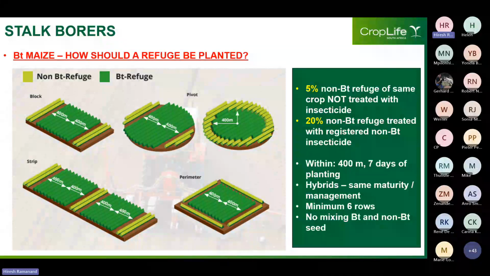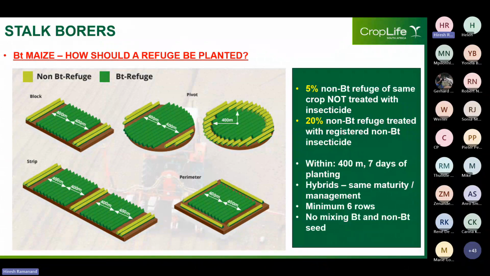Refuge requirements vary depending on the country, crop, and types of pests to be controlled. The refuge management options available to farmers of Bt insect-resistant crops in South Africa is to plant either a 5% non-Bt refuge of the same crop that is not treated with an insecticide, or a 20% non-Bt refuge that may be treated with a registered non-Bt containing insecticide or biopesticide when 10% of the plants exhibit stalk borer feeding damage.